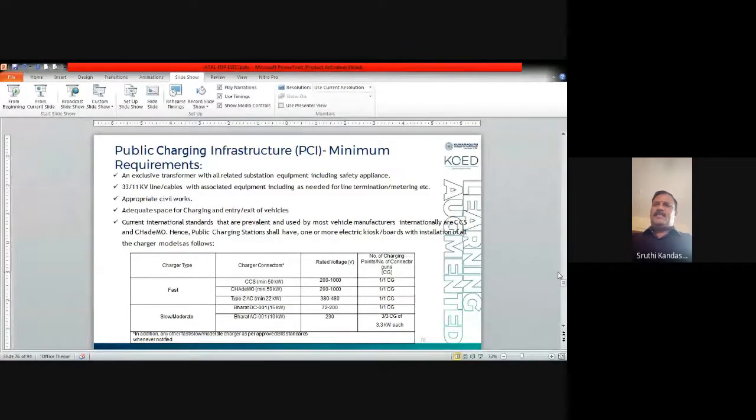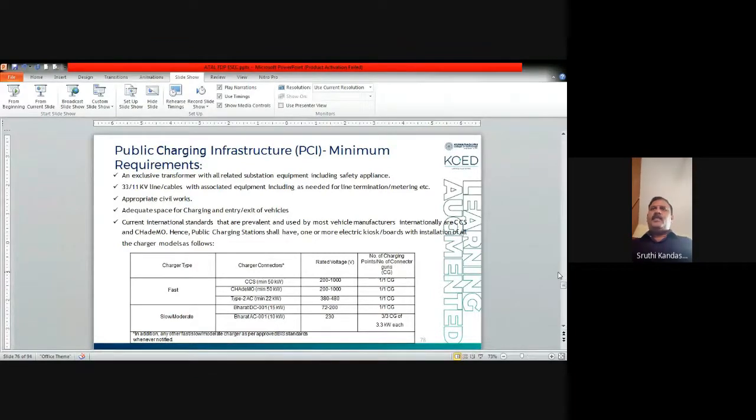Current international standards that are used by most vehicle manufacturers internationally include CCS and CHAdeMO. Hence, the public charging stations allow one or more electric vehicle charging kiosks with the installation of the charge models. We have fast charging, slow charging and moderate charging, with its capacity, rated voltage and the number of charging points per number of charging guns.